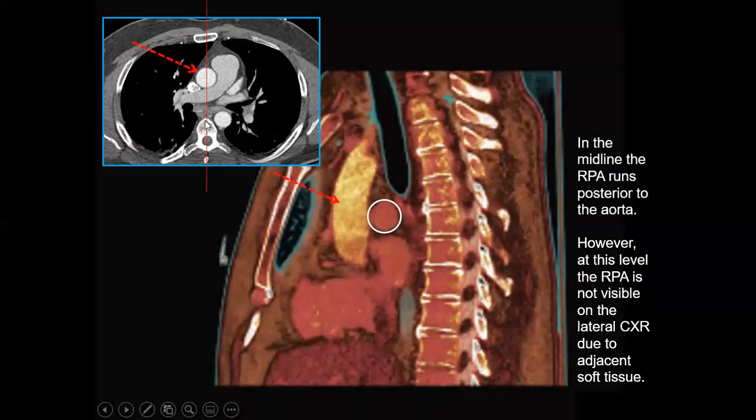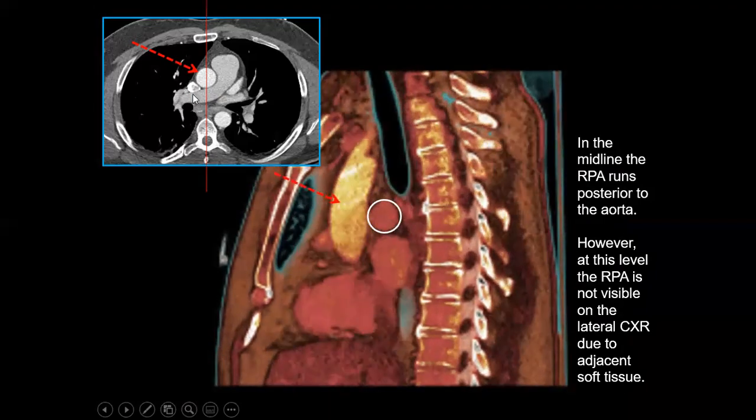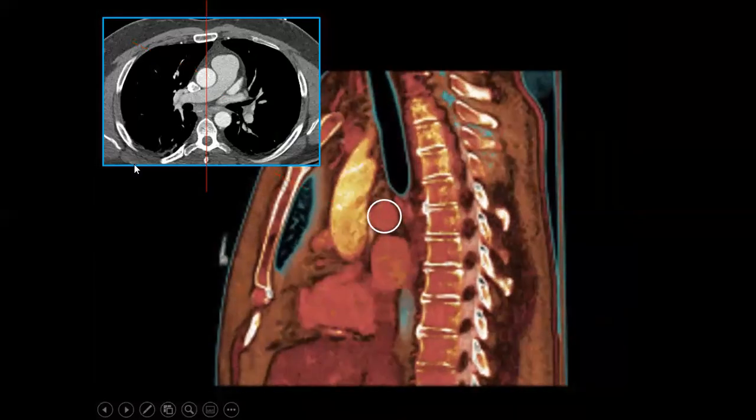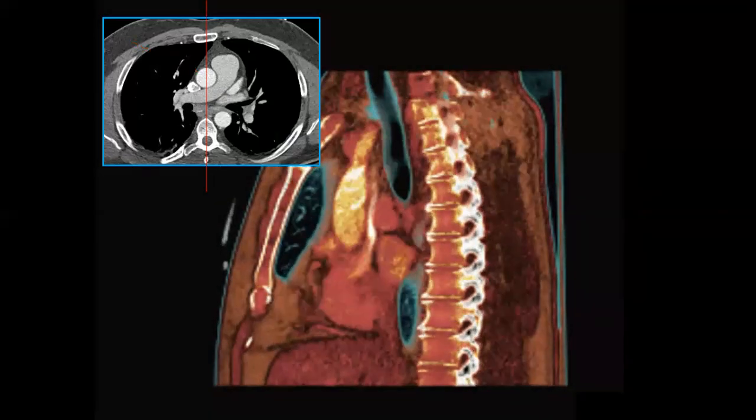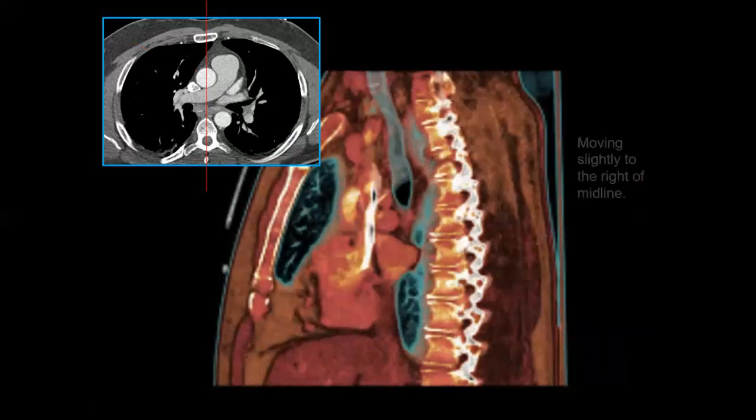Now, this patient also has a little bit of adenopathy, which is another reason why we're not going to see this combination that we're eventually going to look at. The combination of this pulmonary vein and this pulmonary artery together make a little circular opacity that you frequently see on a lateral radiograph, though not in this patient. So we're going to move out laterally.